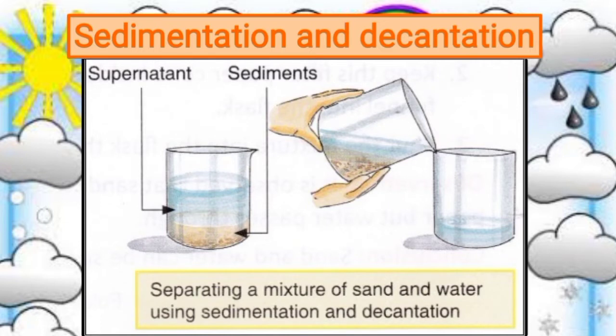Sedimentation and decantation is another method of purifying water. During sedimentation the liquid is left undisturbed for some time. Then the heavy insoluble solids settle down at the bottom, and this process in which insoluble substances settle down is called sedimentation. Then the upper clear liquid is poured into another container without disturbing the insoluble solid, and this process is called decantation. Even mud and water can be separated by the sedimentation and decantation method.